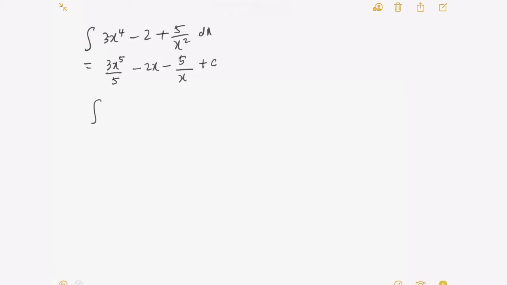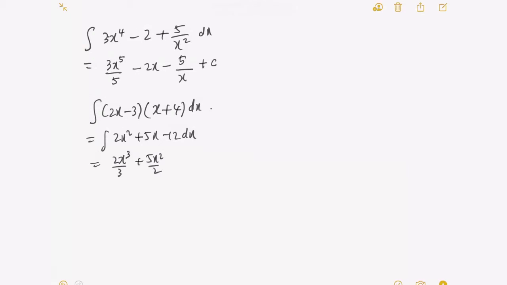Simple. Now in the event that you have a bracket, let's say I give you a simple example, (2x-3)(x+4). So we can't integrate this directly. We have to expand the bracket first. 2x^2 plus 8x minus 3x is 5x minus 12 dx. Then we integrate one by one. This will be x^3 divided by 3, 5x^2 over 2, and 12x plus c.